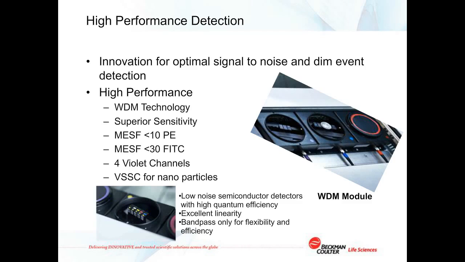This avalanche photodiode detector replaces the PMTs used in conventional flow cytometers. APDs have higher quantum efficiency compared to PMTs, and they have better efficient performance in the far red light spectrum for APC dyes.